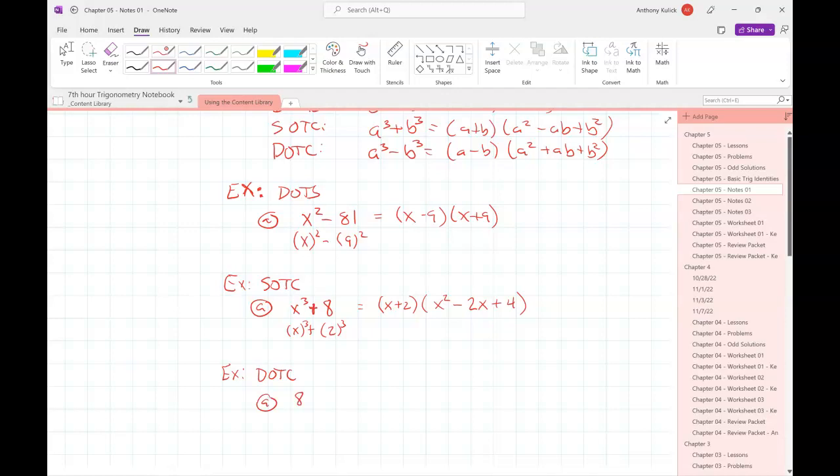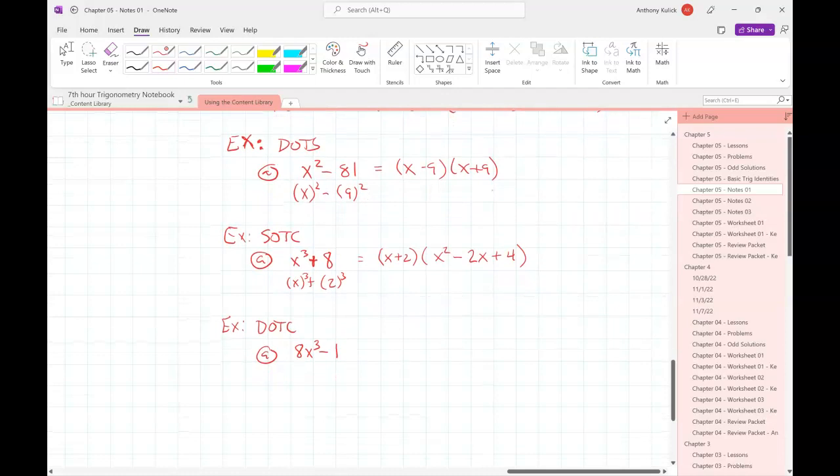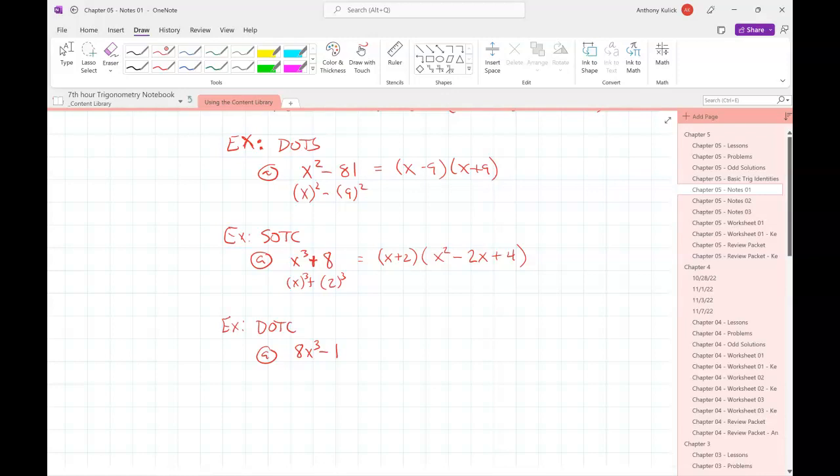Let me make this one a little bit sneakier. How about 8x cubed minus 1. It's a difference of two cubes. How do I write 8x cubed as something cubed? That's 2x cubed. How do I write 1 as something cubed? It's 1. Yeah, 1 cubed is still 1. So my a is 2x and my b is 1. So I have a minus b, so 2x minus 1.